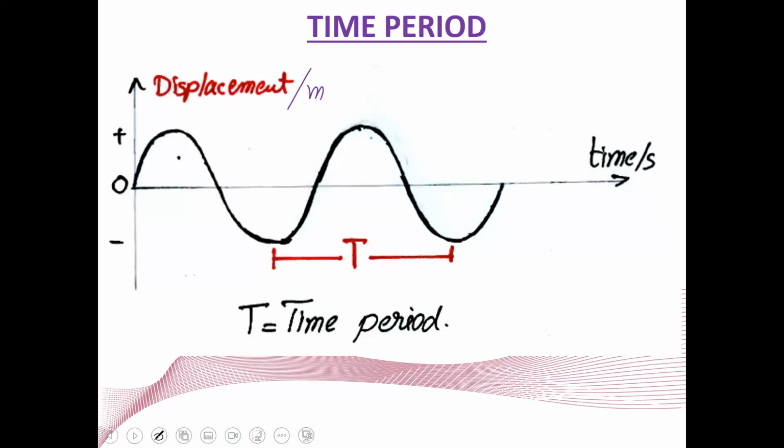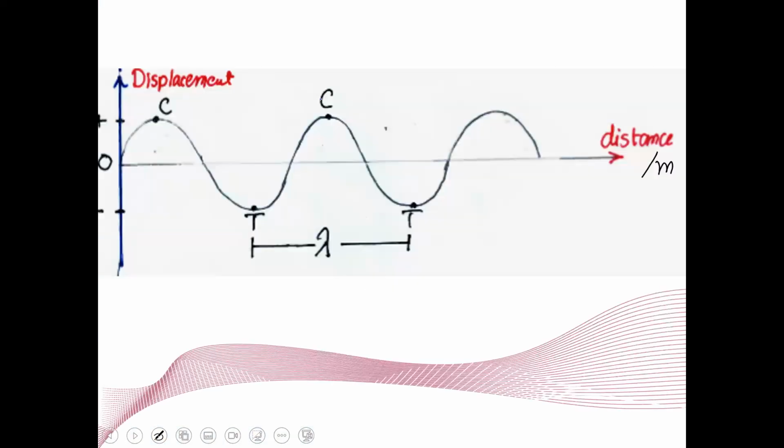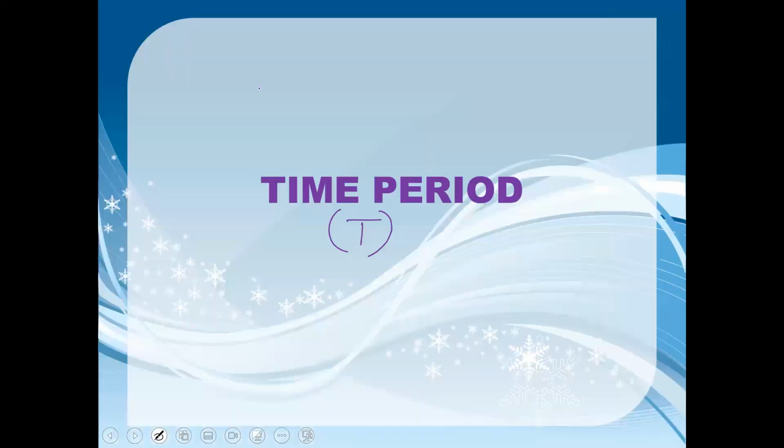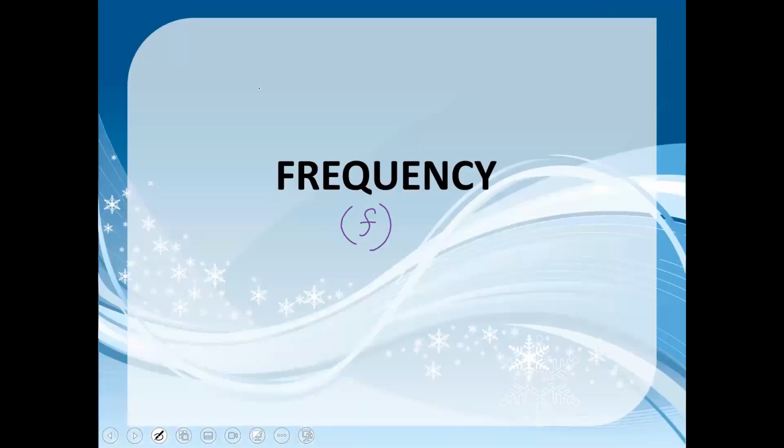Now you have to specifically note that the x-axis is time. In the previous graph, look at this graph, the x-axis was distance. Now this is to understand that when the x-axis is distance, it is wavelength. And when the x-axis is time, it is the time period. Now give the heading frequency.